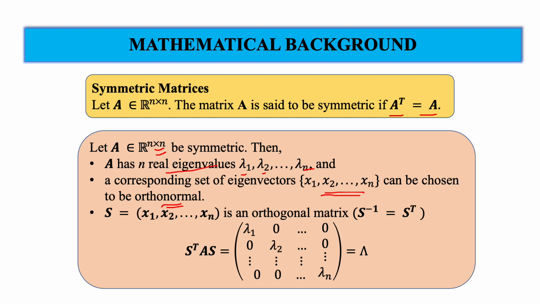Now if you have a matrix S where the eigenvectors x1, x2 to xn of matrix A are arranged column-wise, then you can verify that S inverse is nothing but S transpose. This is because it is an orthogonal matrix. So S transpose A S can be written as a diagonal matrix, where the diagonal contains the eigenvalues of matrix A. Let us call this matrix lambda.